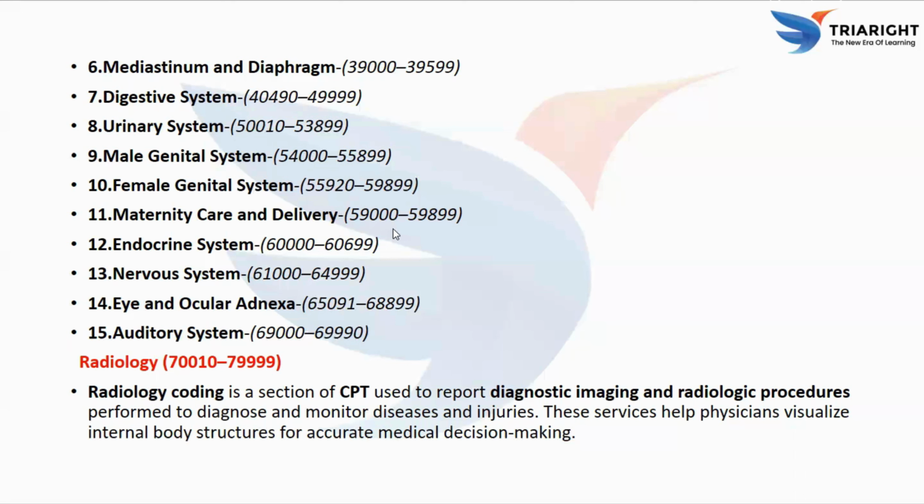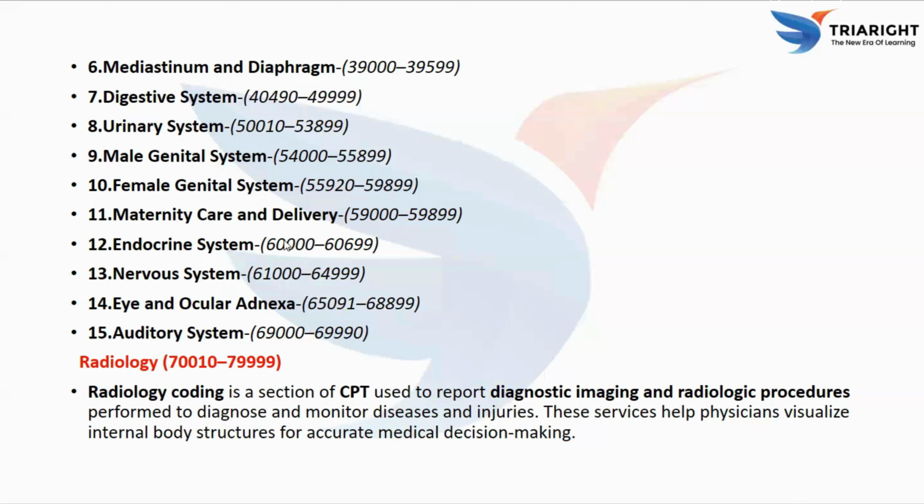Eleventh is maternity care and delivery. It covers the pregnancy related services. It includes prenatal care, vaginal delivery, cesarean section as well as postpartum care. These codes often include global maternity care before, during and after delivery.